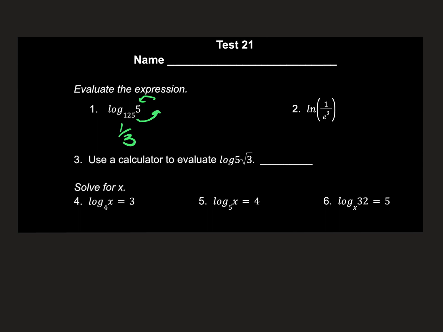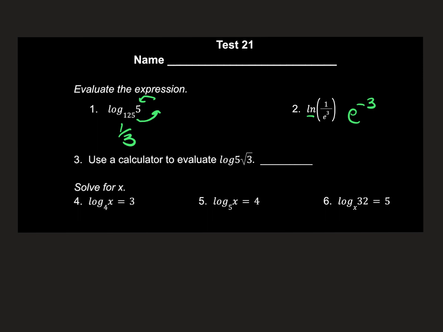Number two, remember the answer to a log is the exponent. Natural log of 1 over e cubed. Remember, the base for any natural log is e. So e to what power would be 1 over e cubed? Well, e to the -3 because it's been flipped.